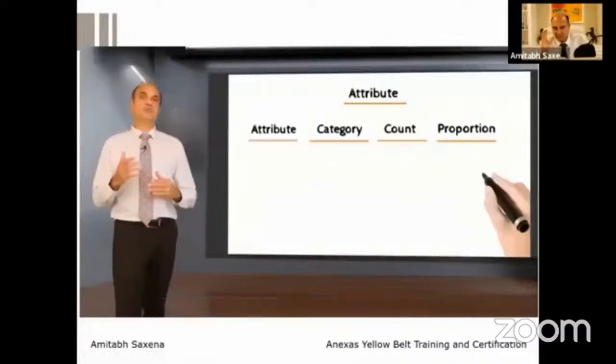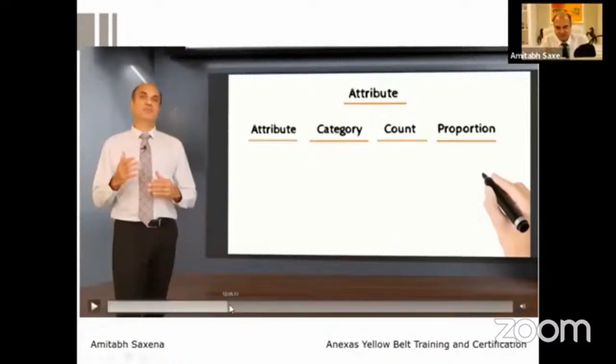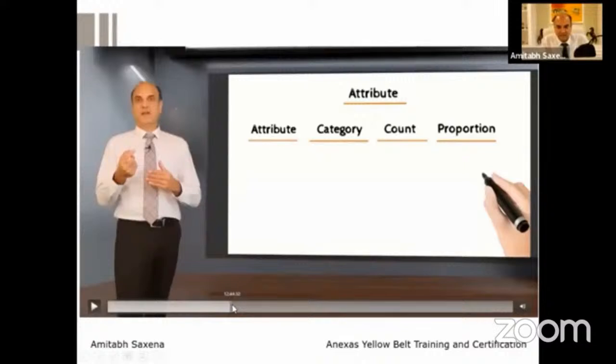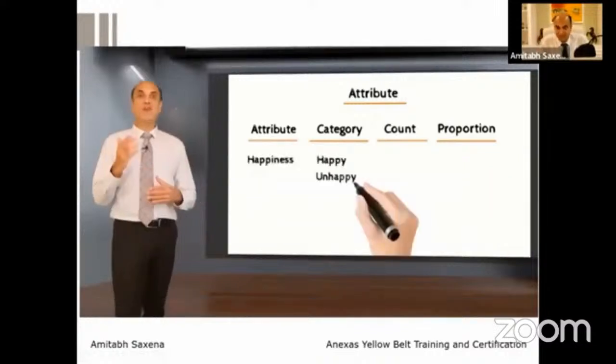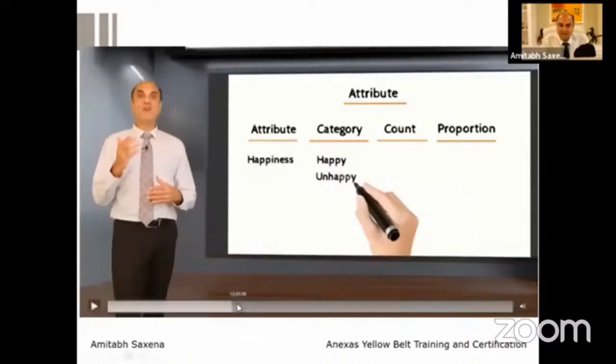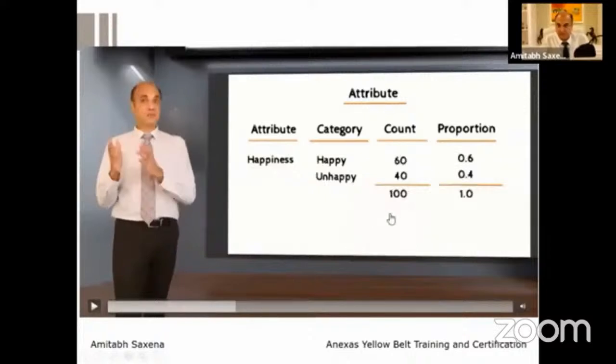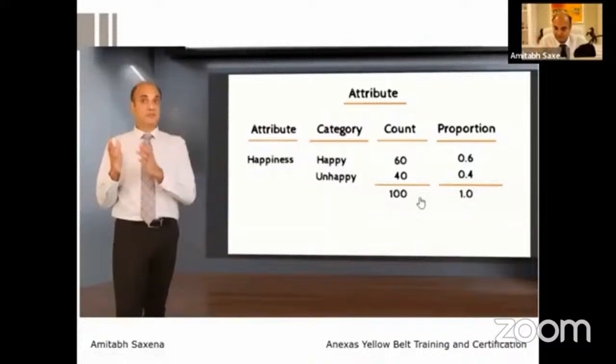Now, if you are confused about creating category, the simplest way of creating category is the presence or absence of that attribute which you are trying to measure. So suppose here I'm taking an example of happiness. If I want to measure happiness, what I'll do? Presence or absence of happiness means happy or unhappy. And then I want to measure the happiness in my company's employees. I collected data of 100 employees, 60 were happy, 40 were unhappy.